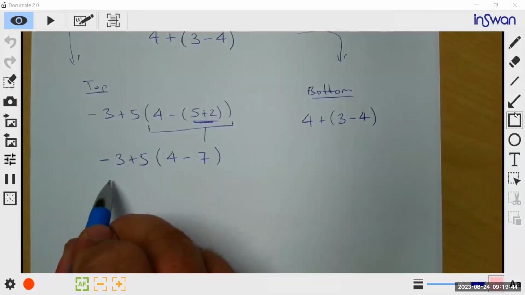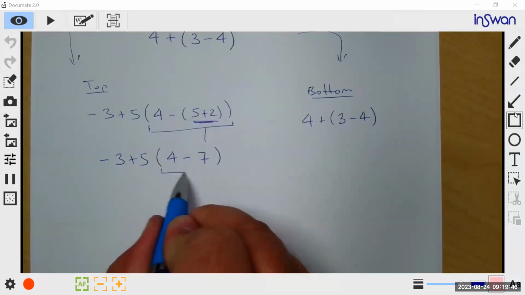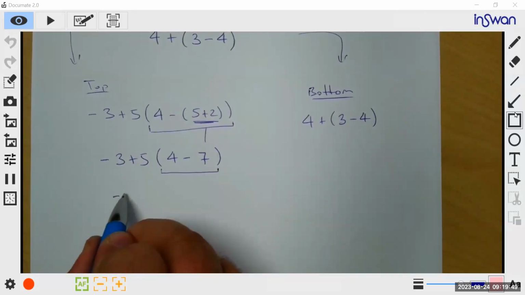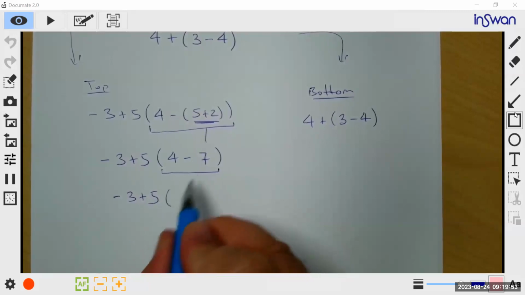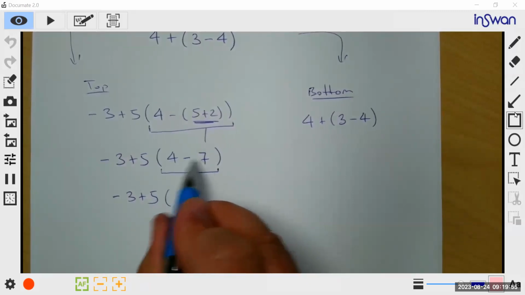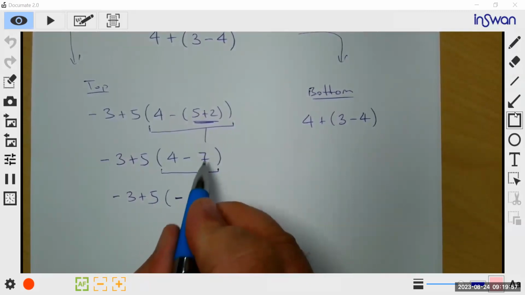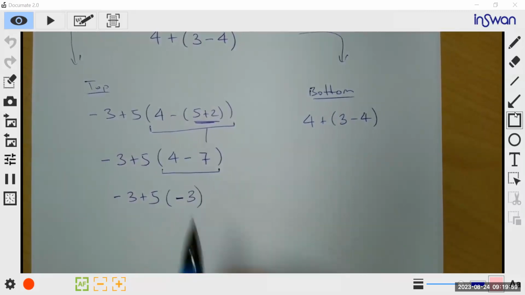Left to right again. Special operations, yes. We have to do it in here first. 4 minus 7. Different signs. 7's bigger, so it's negative. So 7 minus 4 is 3.